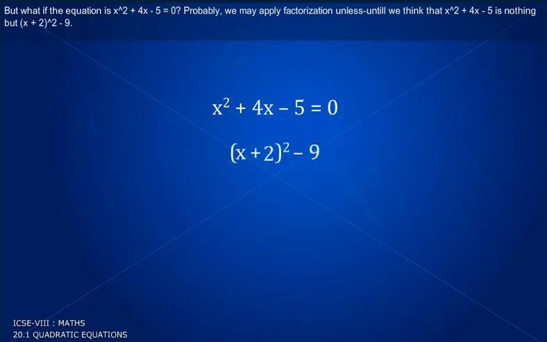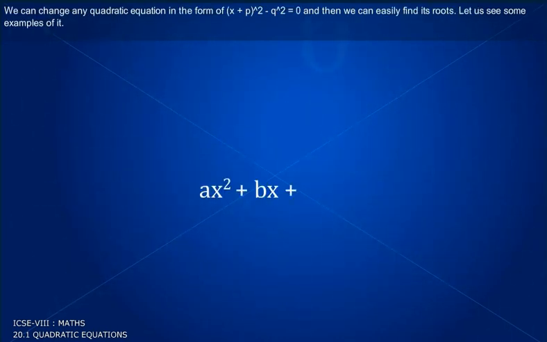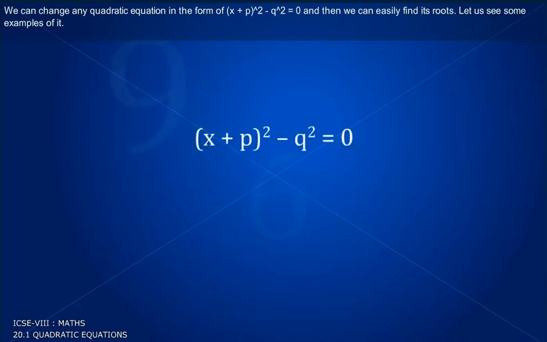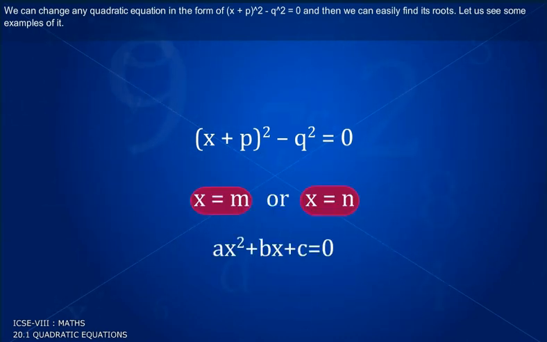Probably we may apply factorization unless and until we think that x square plus 4x minus 5 is nothing but (x plus 2) whole square minus 9. We can change any quadratic equation in the form of (x plus p) whole square minus q square is equal to 0 and then we easily find its roots. Let us see some examples of it.